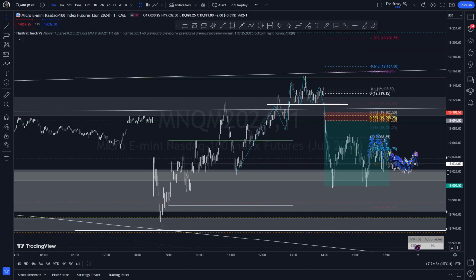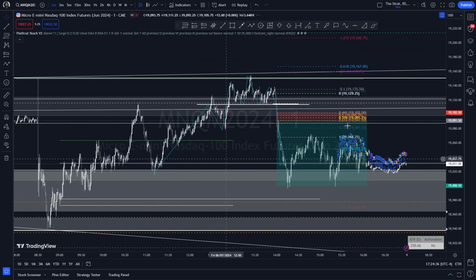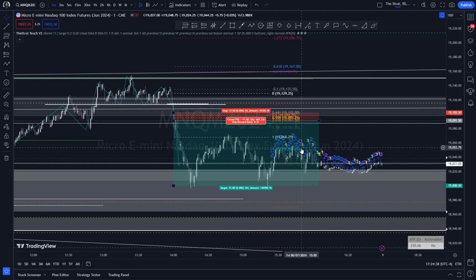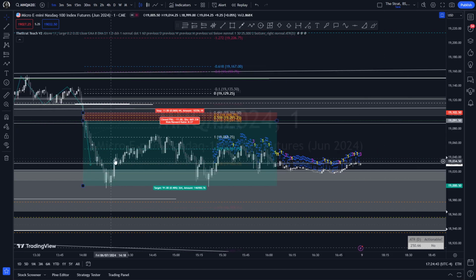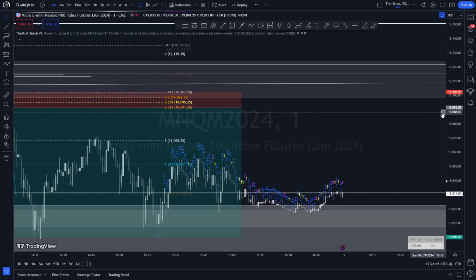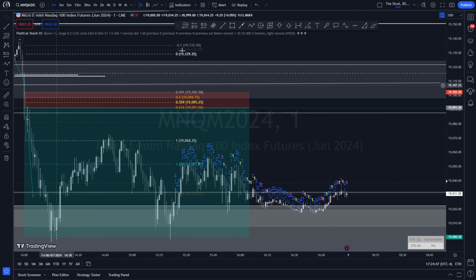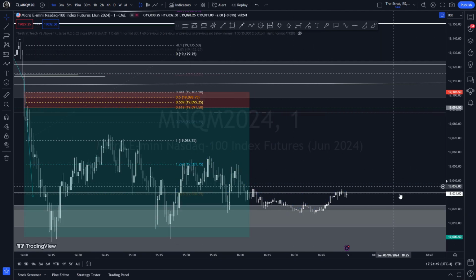So that's pretty much the gist of how I trade. I use a lot of Fibonacci's. I use a lot of just being able to read the candles without this indicator on is a great thing.